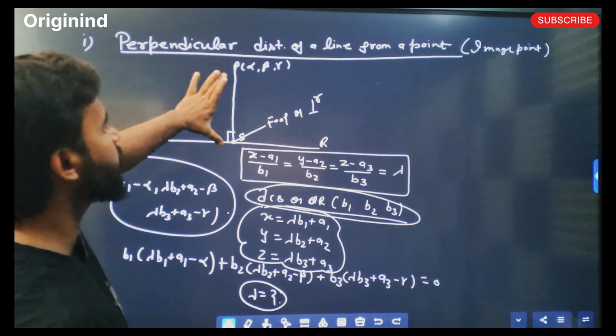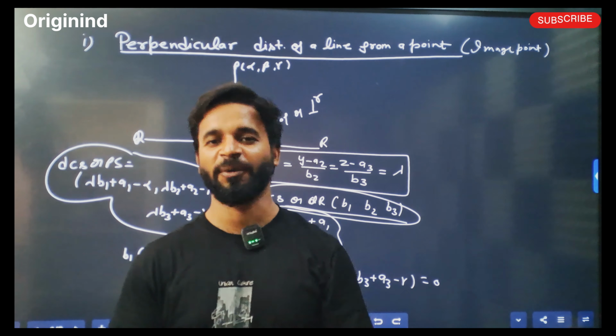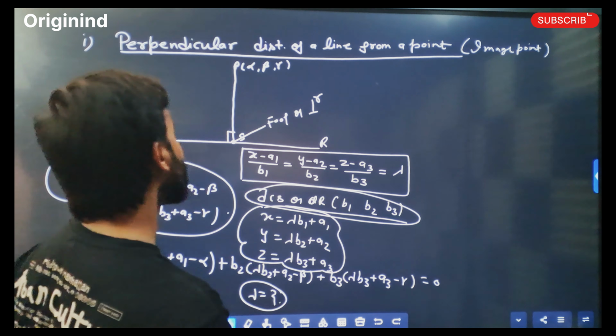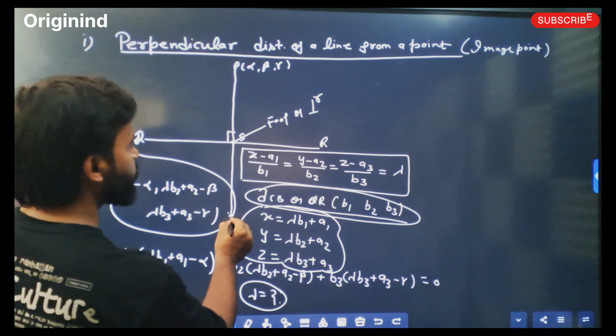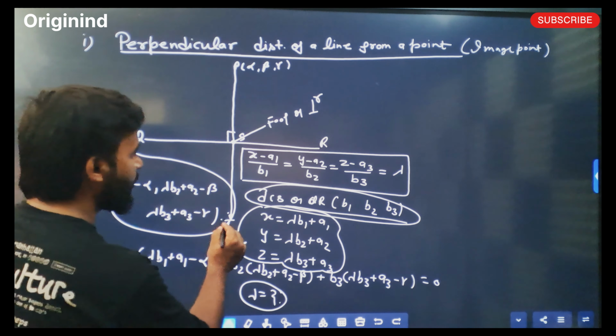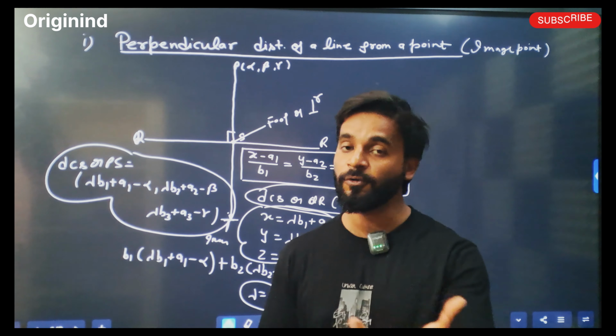Then after that, we use the distance formula for PS, and you can easily solve it. The next point is the image point. This point is the image point, and I have named it T. T is the image point, and how to find the image point, we will discuss with a question, then you will understand.